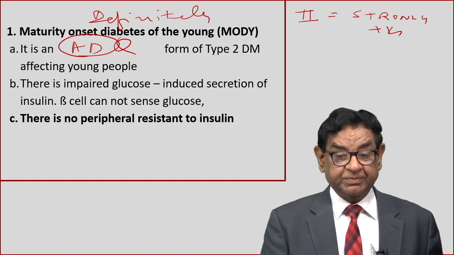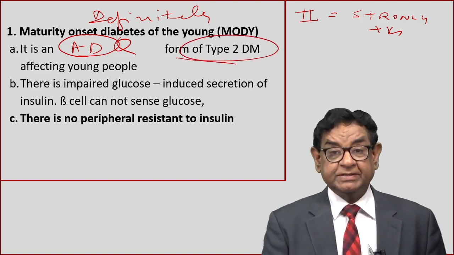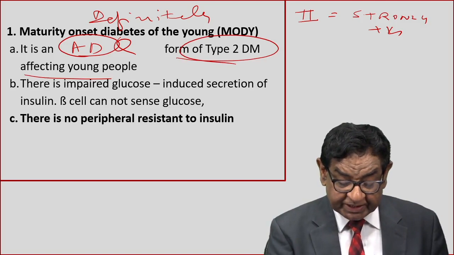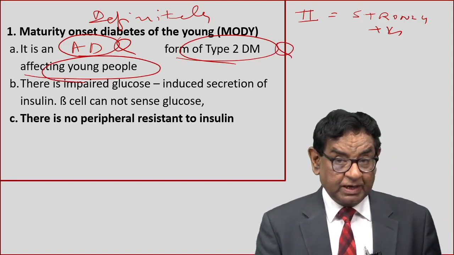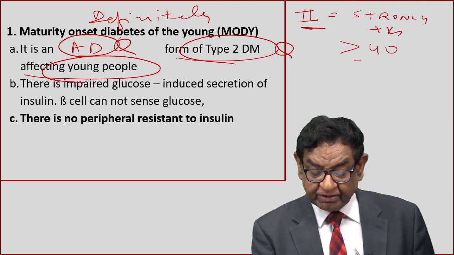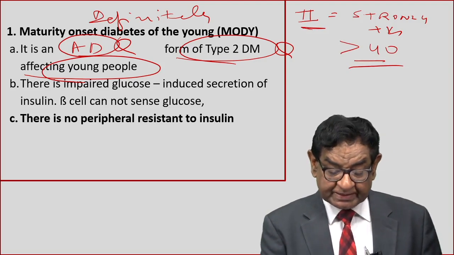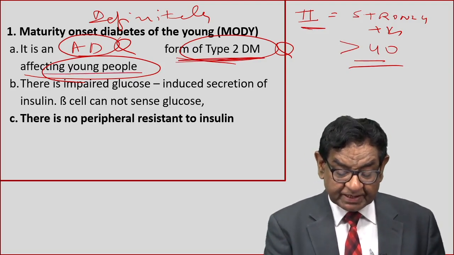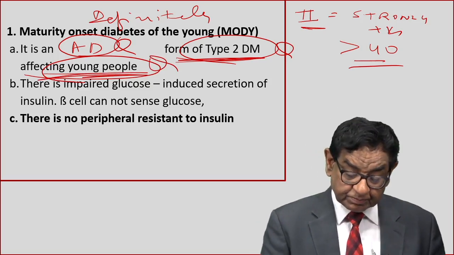positive family history. And one more thing, it's a type of type 2 diabetes, but it usually affects the young people. Point to be noted. Remember one more point, normally type 2 diabetes occurs usually above the age of 40 years, so called elderly people, but this is an exception. It's a kind of type 2 diabetes which is occurring in the young people. Very important point that you got to note.